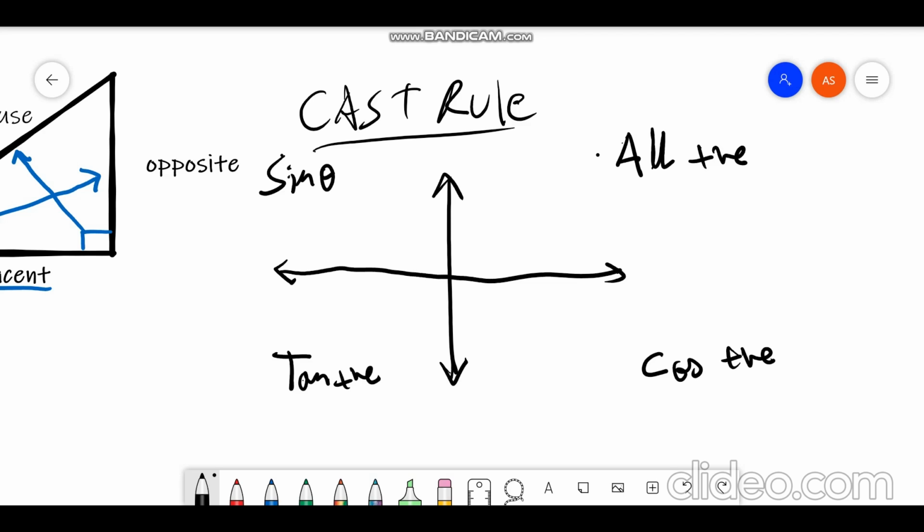So for example, if you take this angle, then you know that sine theta would be positive. But if you take the tan of this, it would be negative because only sine is positive here. But over here, sine, cos, and tan, all of them are positive.